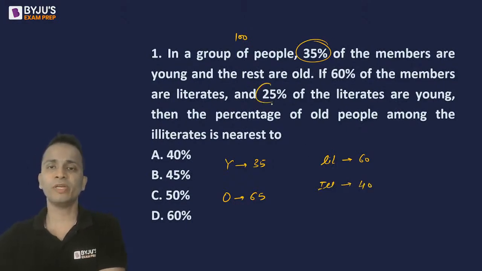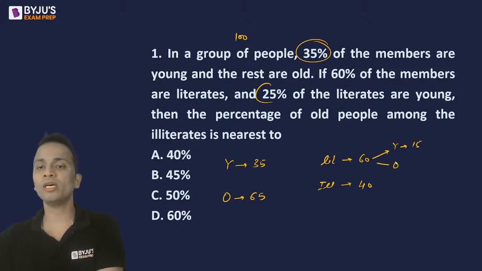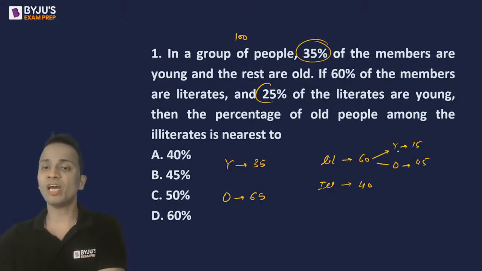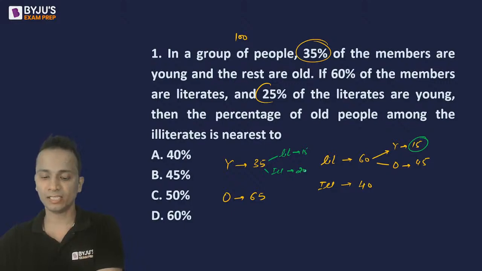Now this statement is very important. 25% of the literates. Among the 60 literates, 25% of them are young. So young literates will be 25% of 60, that is 15. So old literates will be 60 minus 15, that is 45. All right, clear? Now I will map the same thing for the young. The number of young literates is 15. So among the young, literates will be 15 and illiterates will be 35 minus 15, that is 20.